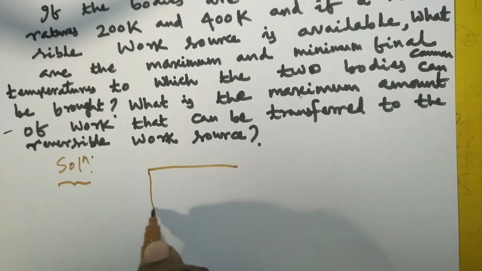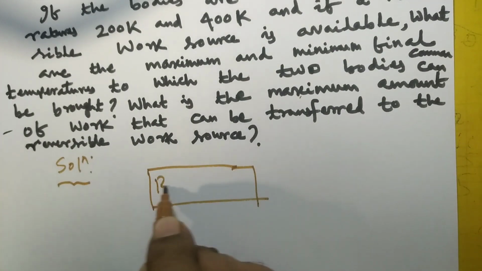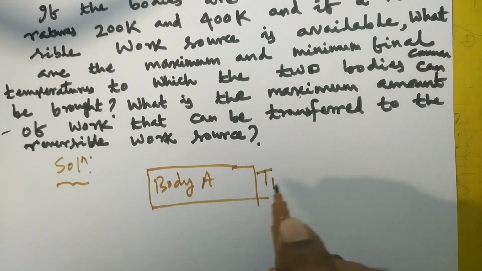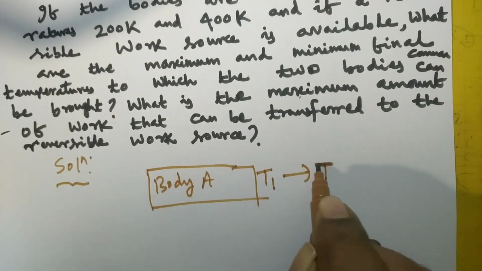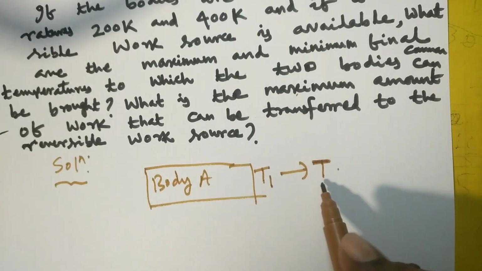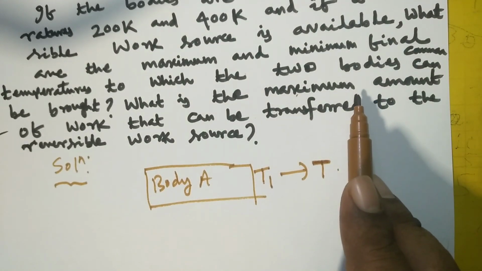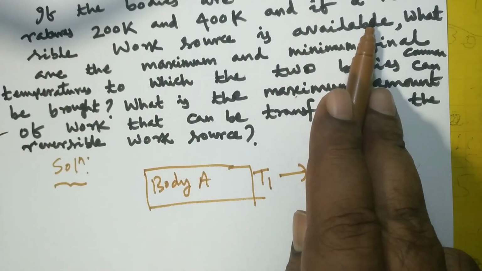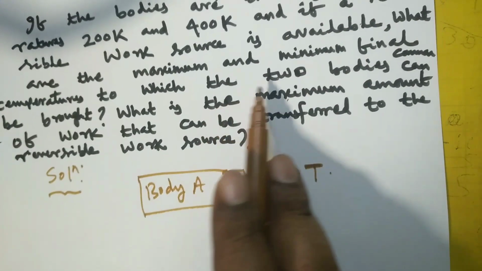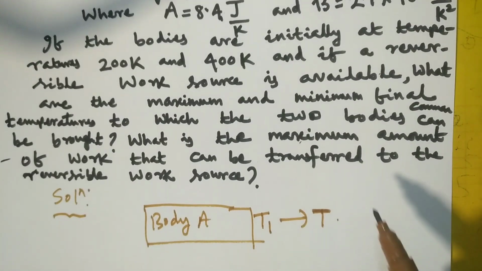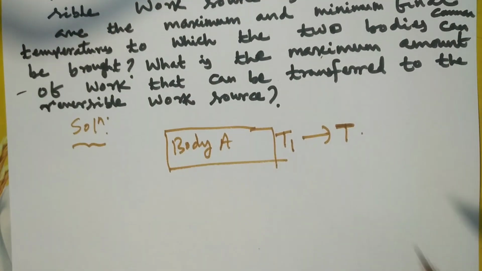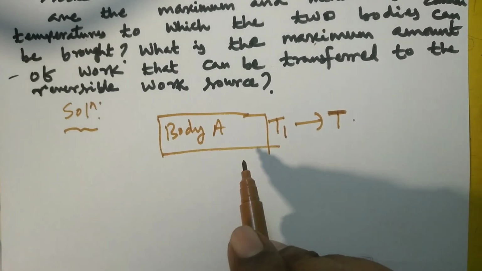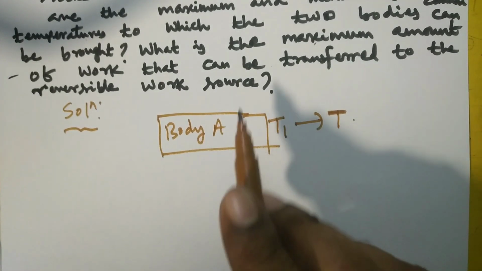So body A, suppose its initial temperature is T1, and there will be a common temperature to which both the bodies will be brought. If the bodies are initially at this temperature and the reversible work source is available, what are the maximum and minimum final temperatures to which the two bodies can be brought? So that temperature will definitely lie between 200 and 400 Kelvin.